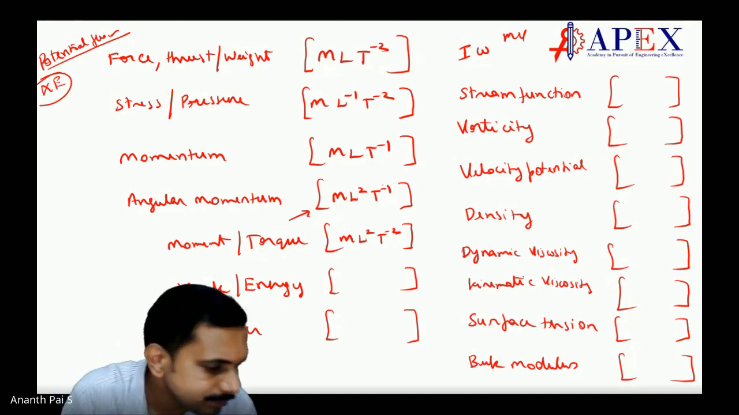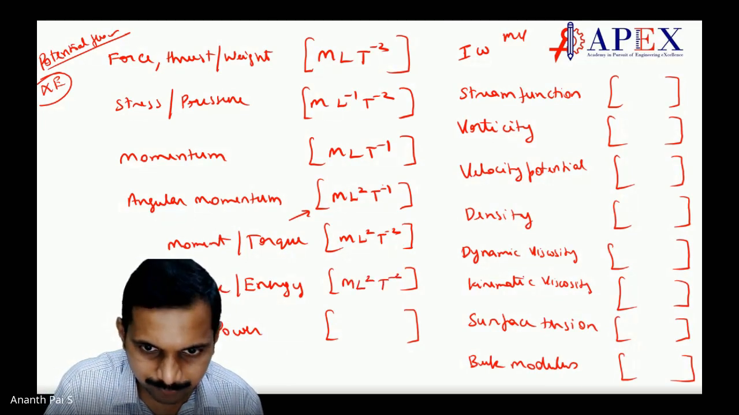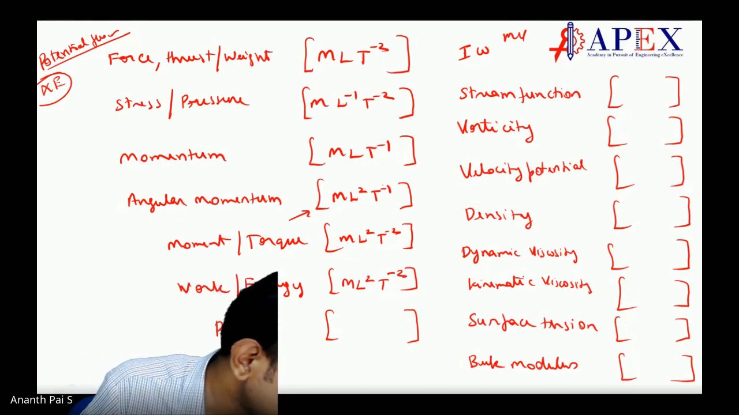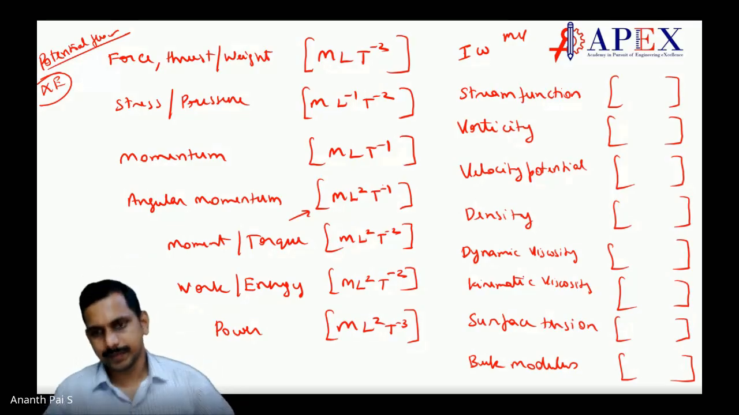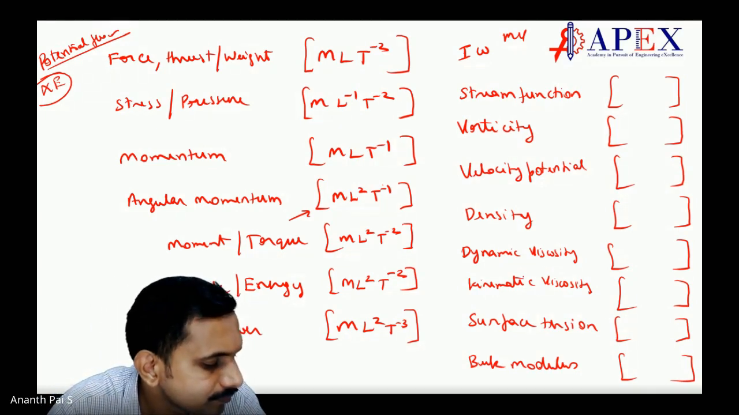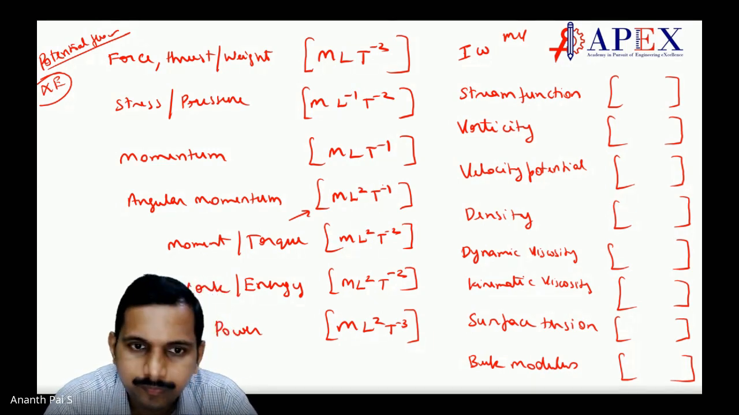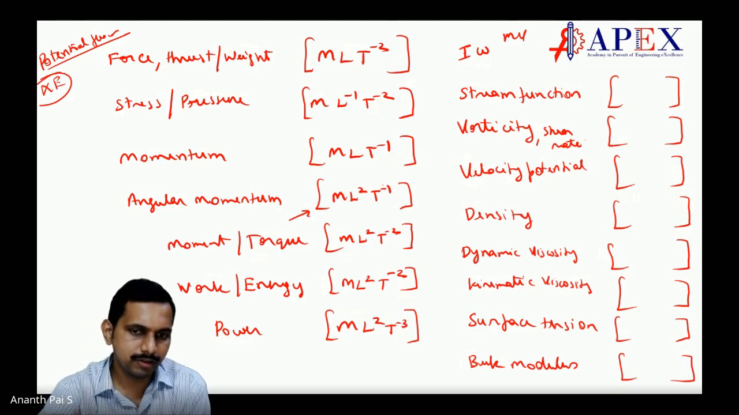Work or energy? ML square T minus 2. Which one? Work or energy? Yes. ML square T minus 2. Same. You see, moment or torque and work is the same dimensionally. Power, ML square T minus 3. Correct. Very good. Stream function. Vorticity or shear rate is also same. Shearing rate. Fill that up.